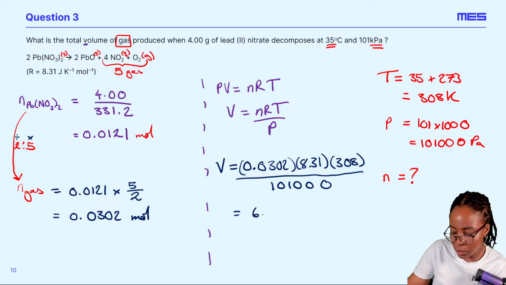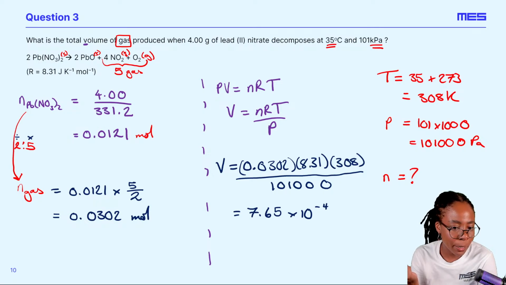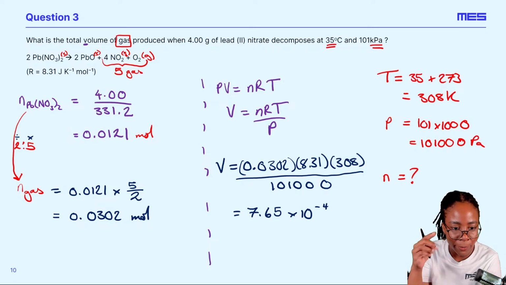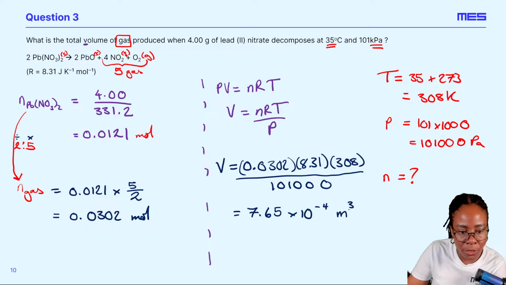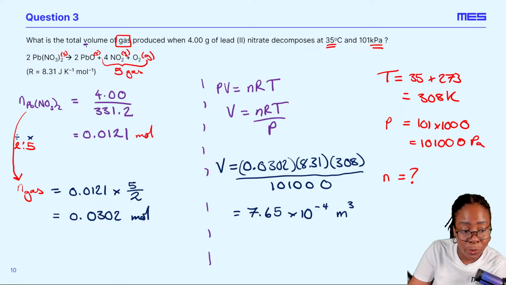I've got 6. Sorry, no, I don't. That's a lie. I've got 7.65 times 10 to the minus 4. If we've used ANS for everything, if you've used the rounded values, you might get a slightly different number. But I've just used ANS. Okay. Thank you. Wonderful. Units are meters cubed. Great. Now, in this question, it didn't ask for what units, so we can leave it in meters cubed as long as we state those units.